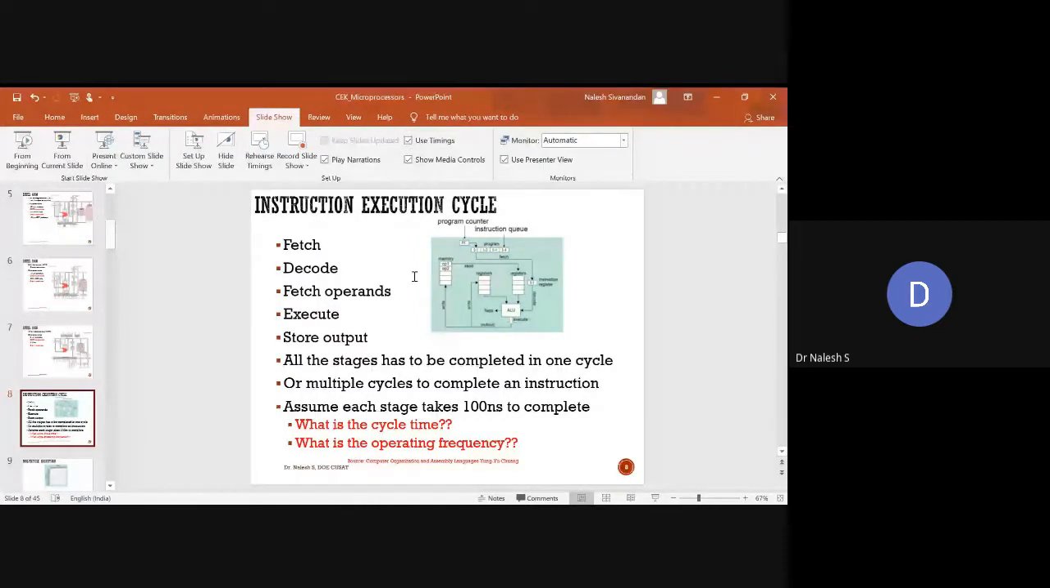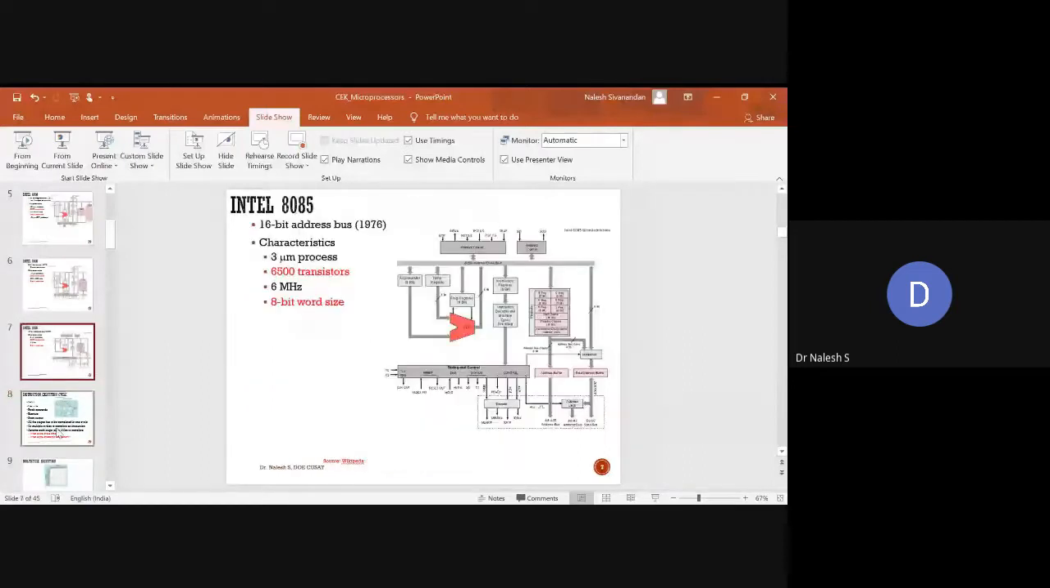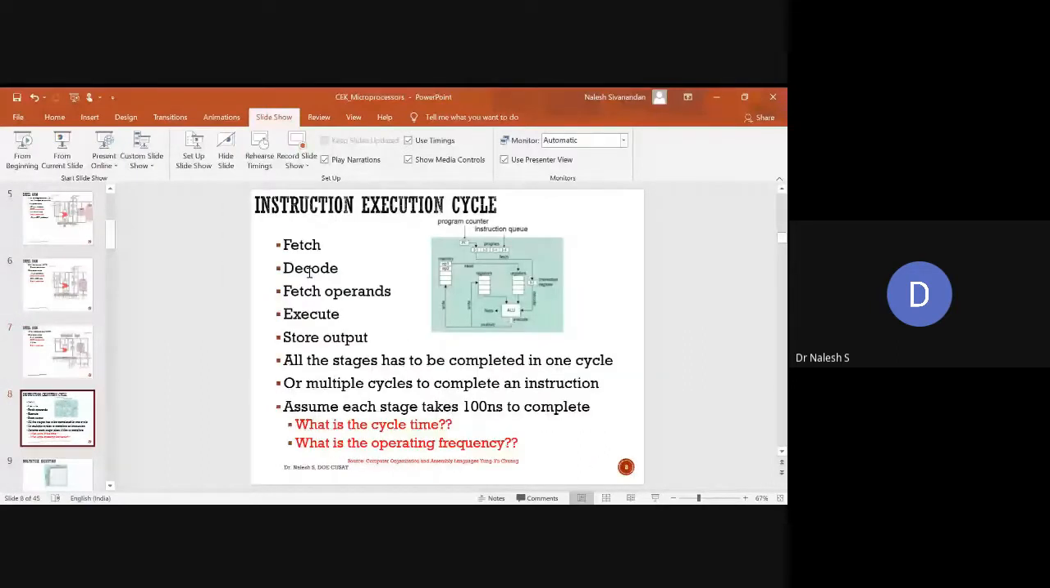So the way 8085 etc. work, all these 5 stages have to be either completed in one cycle, that is, you start the fetch and then write back the data, all of them completed in one cycle, or you need multiple cycles to complete an instruction. So if you want to complete one instruction in a cycle, all the stages have to be completed in one cycle. Otherwise, multiple cycles have to be used.